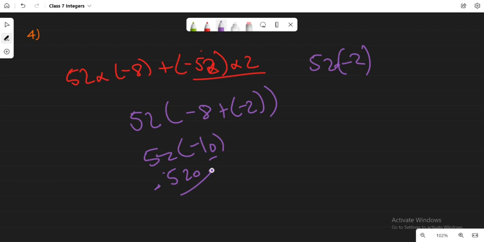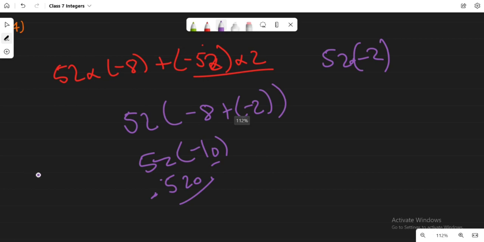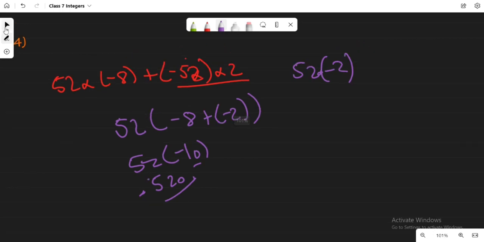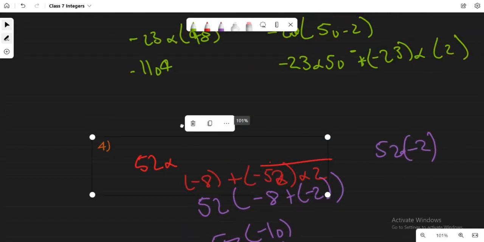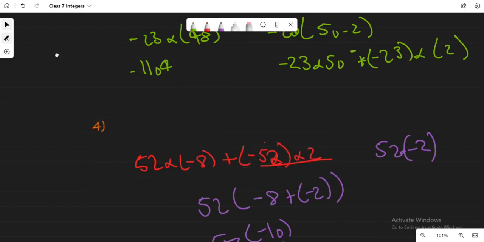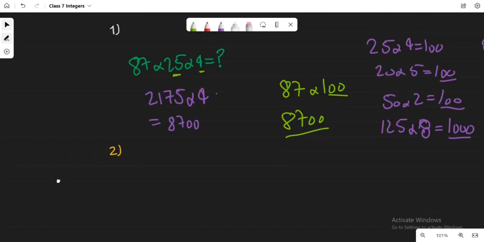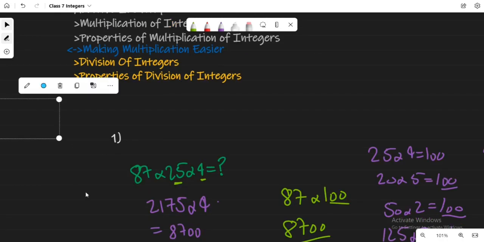So now we know about all four methods of making multiplication easier using the distributive property and various other properties, which we have studied in the previous videos.